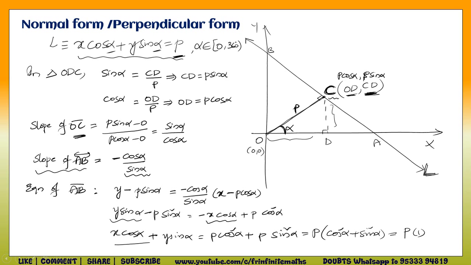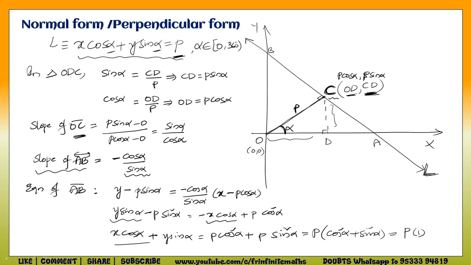That means you have everything in terms of angles and distances, right? So x times cos alpha plus y times sin alpha is equal to p, where p is nothing but the perpendicular distance from the origin to the given line, and alpha is nothing but the angle made by that perpendicular line with the positive direction of the x-axis in the anti-clockwise direction.